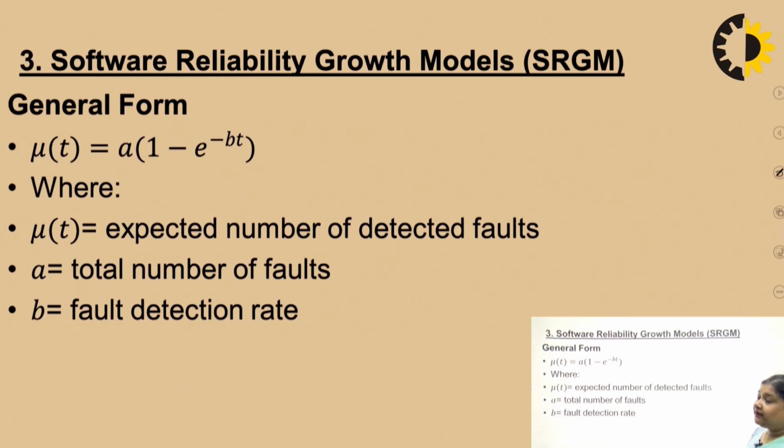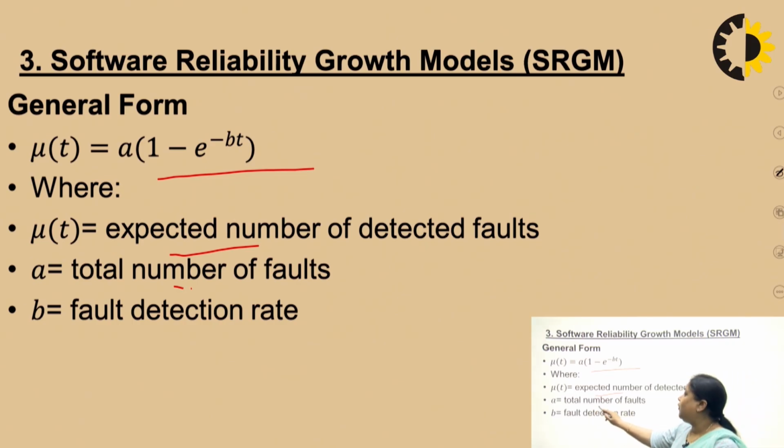And there is a general form, a formula where this equals the expected number of detected faults, this equals the total number of faults, and this equals the fault detection rate. Through this, we can calculate the reliability growth according to this formula.